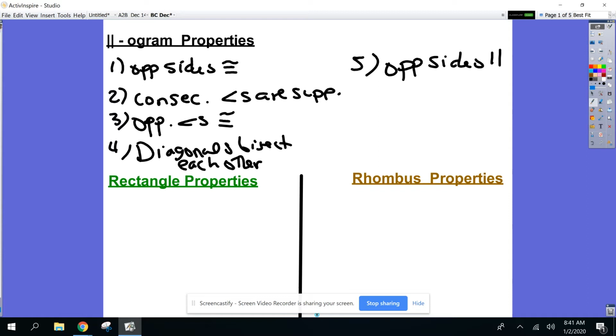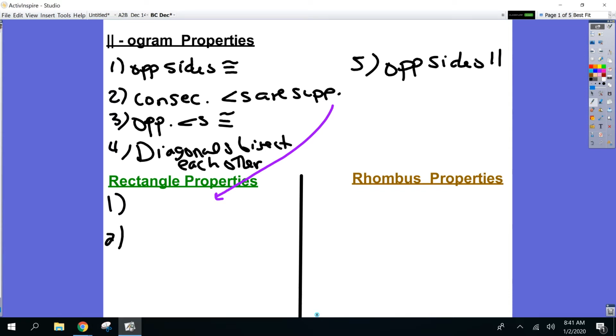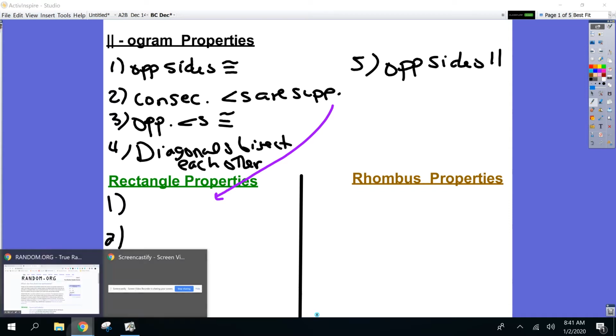Everybody all good? 5 properties of every parallelogram. All right, here we go. Rectangle. I'll do the first one. All those properties, guys, don't forget about that. That is huge. A rectangle is a parallelogram, so it has all the properties, plus we got some extras that only apply to a rectangle. Only apply to a rectangle, nothing else.